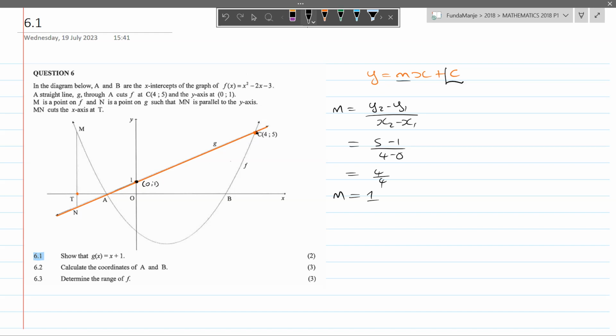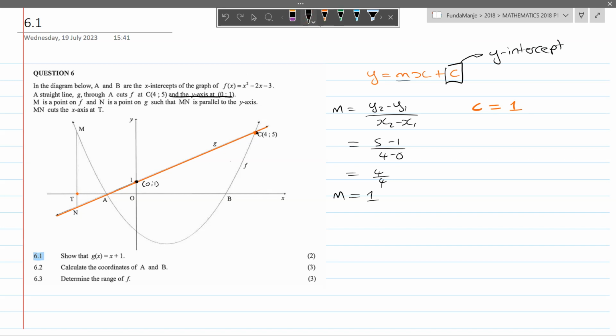Now we need to find the value of c. Finding the value of c, you can do it one of two ways, by inspection or by calculation. Just by looking at our graph and the information given to us, they tell us that g cuts the y-axis at that coordinate. And what do we know about c? c represents the y-intercept. So if we already have the value, we don't need to make any unnecessary calculations. Just by inspection, we can tell that c will be equal to 1.